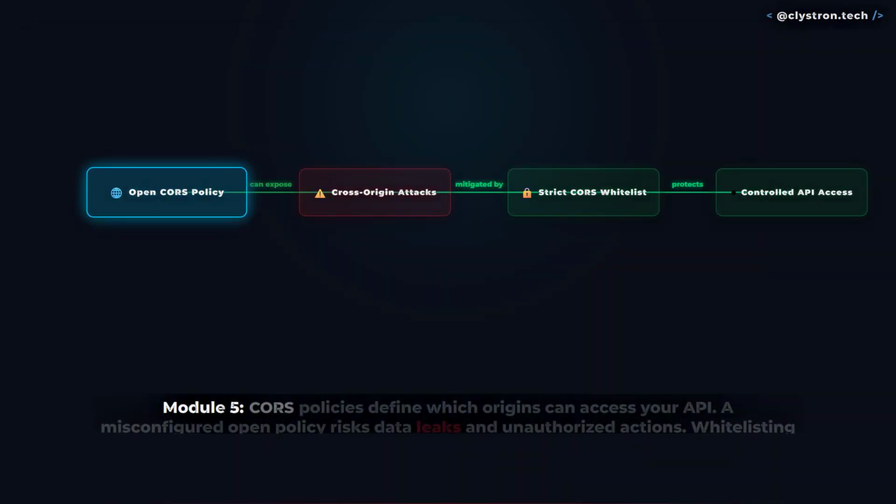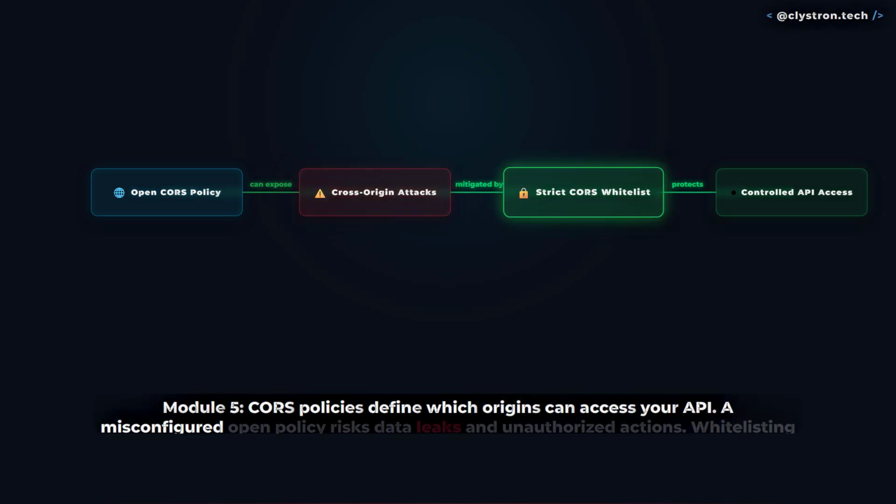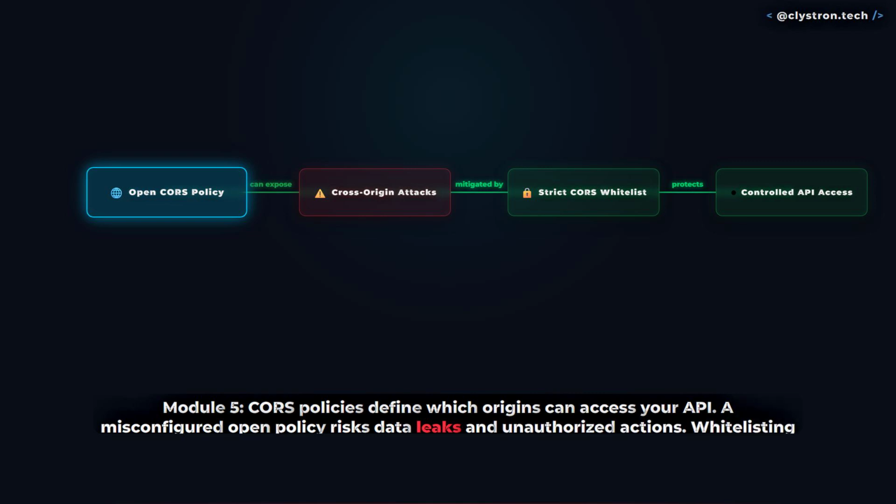Module 5. CORS policies define which origins can access your API. A misconfigured open policy risks data leaks and unauthorized actions. Whitelisting trusted origins and limiting methods is essential.